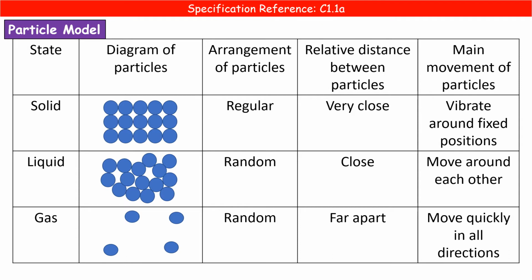In terms of the arrangement, as we've already said, solid is the regular one and they're very close together. They're all touching and the sum total of their movement is vibrating around a fixed point. For the liquid, it's a random arrangement. They are close together, but they are capable of moving around each other, hence why it flows. And the gas, it's random, they're far apart and they move quickly in all directions.